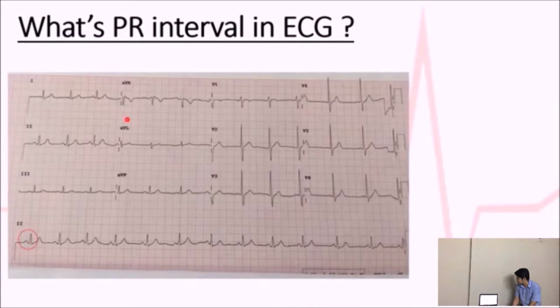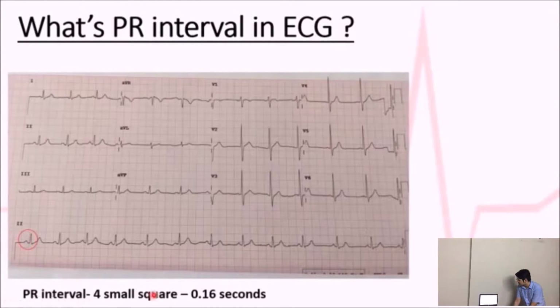So now let's understand with this ECG. This is the ECG given. The question is, what is the PR interval in the ECG? Let's focus here on the complex. This is the P wave and this is the QRS. This is the start of the R, start of the P. From the start of the P, 1, 2, 3 and 4, 4 small squares, which gives 0.16 seconds. That is a normal PR interval because it's between 0.12 to 0.20 seconds and between 3 to 5 small squares. So this is a normal PR interval.